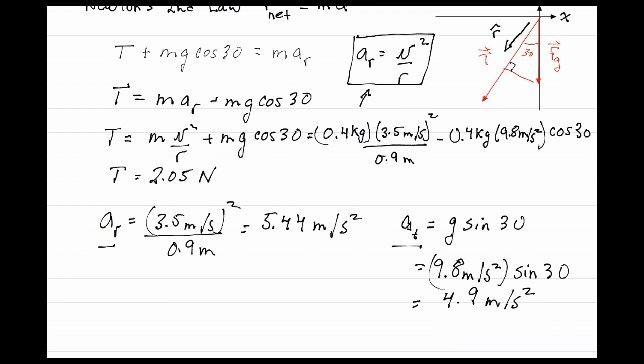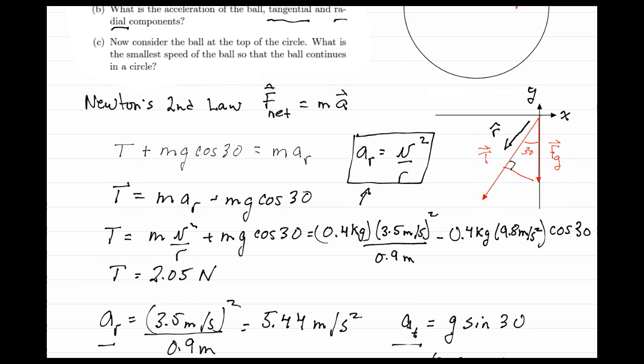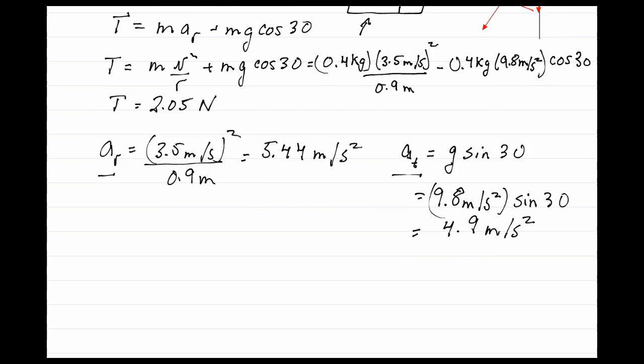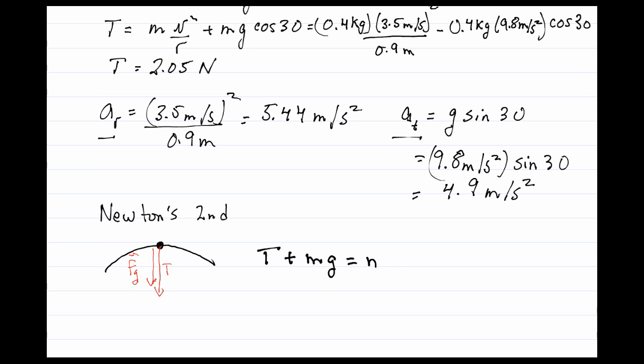Let's go back up to our question. Now consider the ball at the top of the circle. What is the smallest speed of the ball so that it continues to move in a circle? Well, again, let's write out Newton's second law. It's the sum of the forces. Now in this case, if we just consider the top of the circle, we still have two forces, the tension and the weight. So the force of gravity, the tension force. Writing out Newton's second law, we have T plus the weight mg is equal to mass times the radial acceleration.